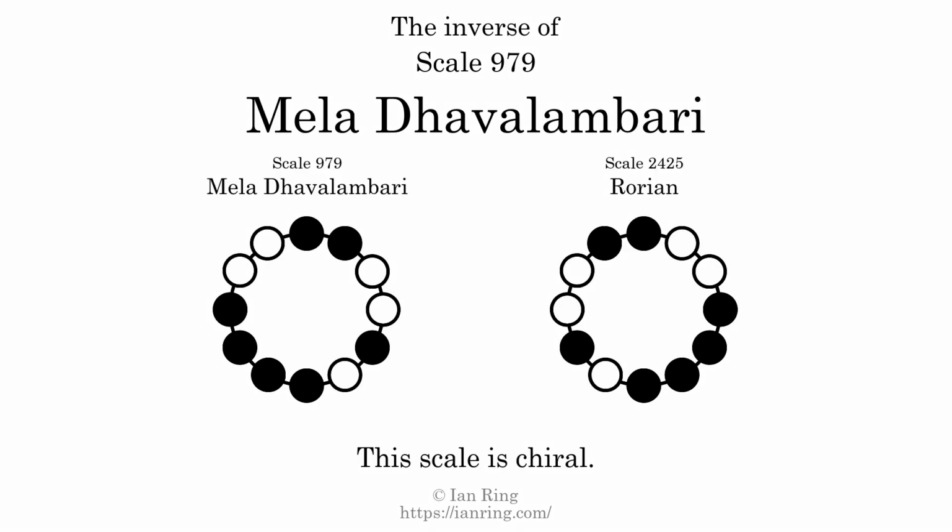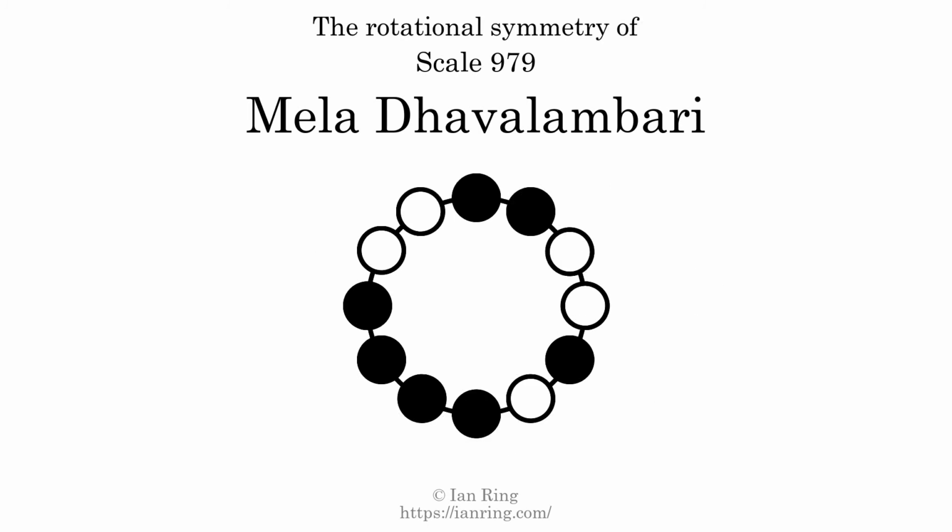The inverse of a scale is a mirror image. It is what you get when the sequence of intervals is reversed. The inverse of this scale is scale 2425, also known as Rohrian. This scale is chiral. It cannot transform into its inverse by rotational transformation. This scale has no rotational symmetry.